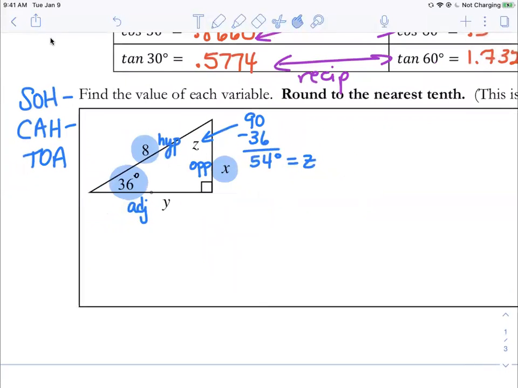Okay, so if I use 36, X, and 8, I'm using opposite and hypotenuse. Which one of those uses opposite and hypotenuse? That would be sine. So the sine of 36 degrees is equal to the opposite, which is X, over the hypotenuse, which is 8. I'm using sine because I want X in my equation. I have to use 36 degrees and 8, those are the numbers I know, and I'm using X, so I want opposite and hypotenuse, which is sine.